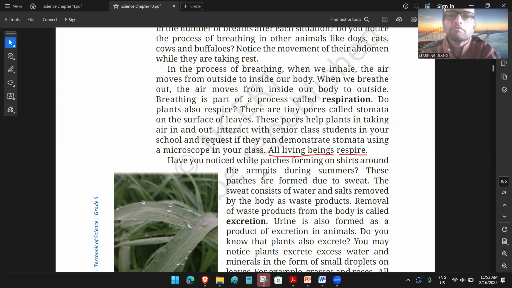Now one more thing, see, removal of waste products from the body is called excretion. A question may come: what do you mean by excretion? So this is the answer. Removal of waste products from the body is called excretion.